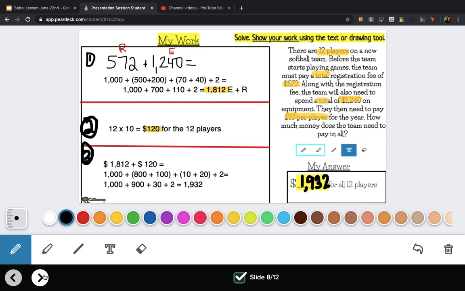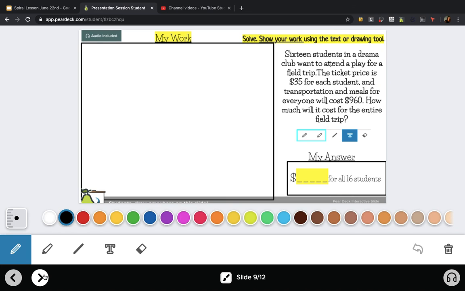Now I'd like you to turn the page, or turn the slide, and try this problem yourself.